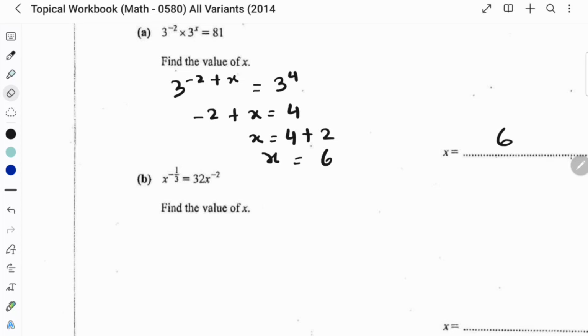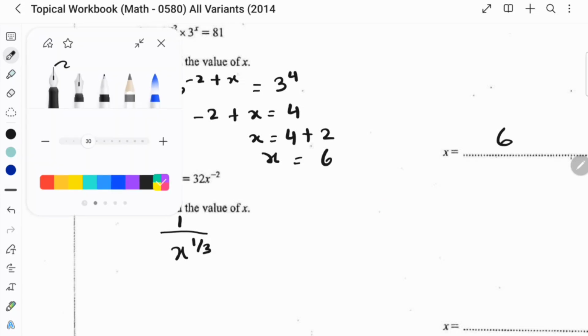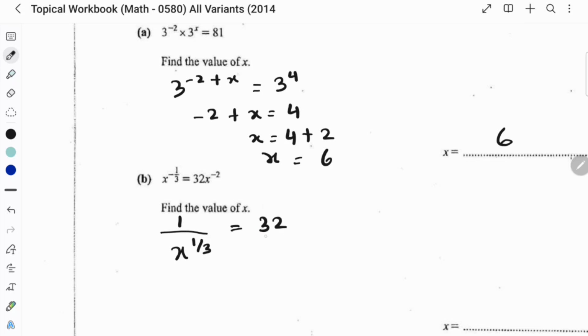Alright, B part of the same question is x to the power 1 over 3, means 1 upon x power 1 over 3. We reciprocate the base and change the sign of the power, and whatever the power is there, it remains as it is. We don't reciprocate the power. Okay, two things we do: we reciprocate the base and change the sign of the power only. So this is 32 over x square. Why is 32 the numerator? Because 32 has the one power, which is positive.